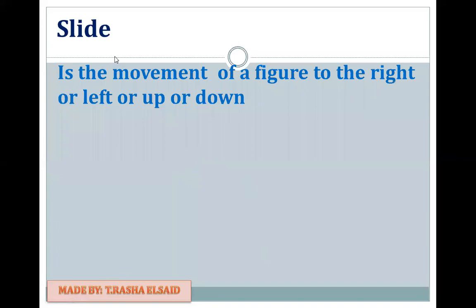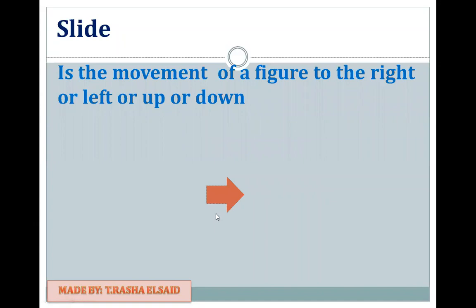What is the meaning of slide? The definition of slide is the movement of a figure to the right or left or up or down. What is the meaning of that? Let's take an example to understand the definition. This figure looks like an arrow.